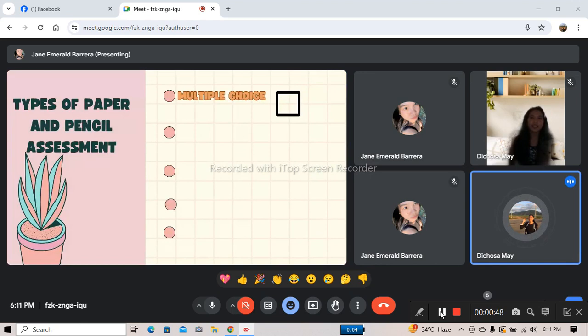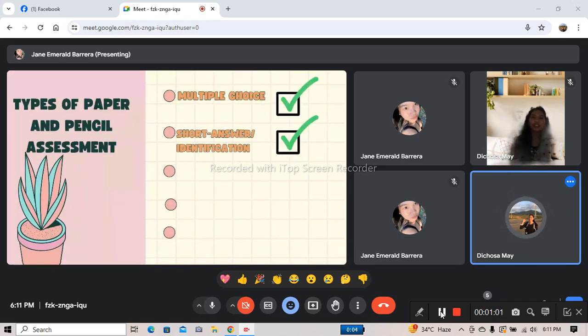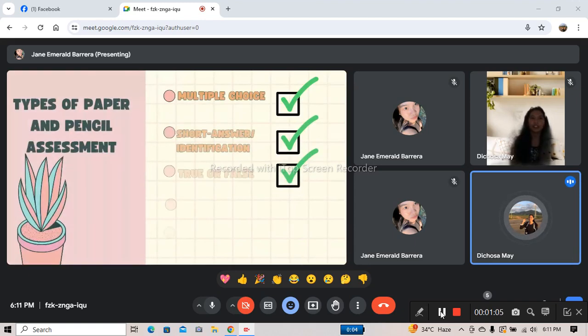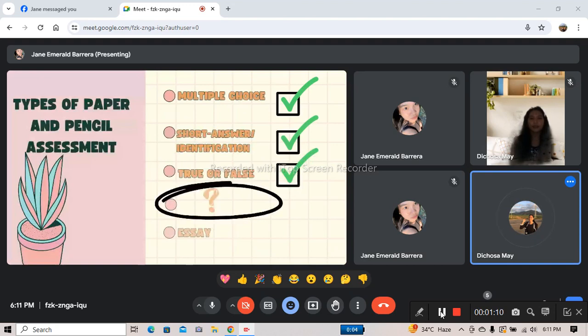Since last time, the other reporters already discussed the types of paper and pencil assessment: the multiple choice, short answer or identification, and the true or false. Today, what will be the next types of paper and pencil assessment? Later on, we will know that.